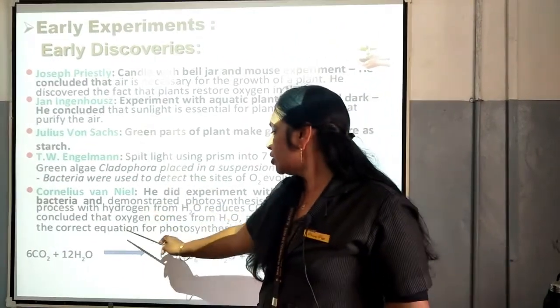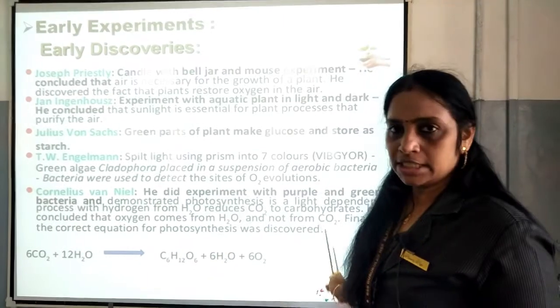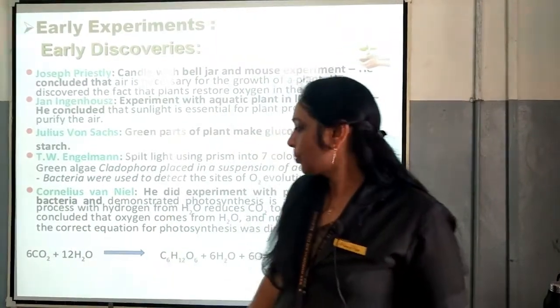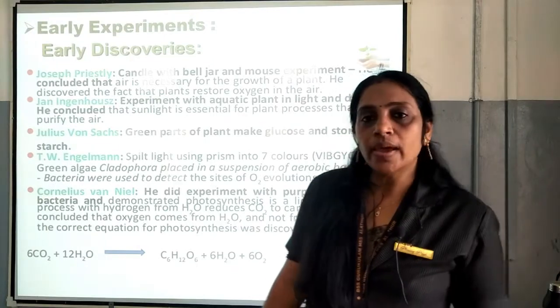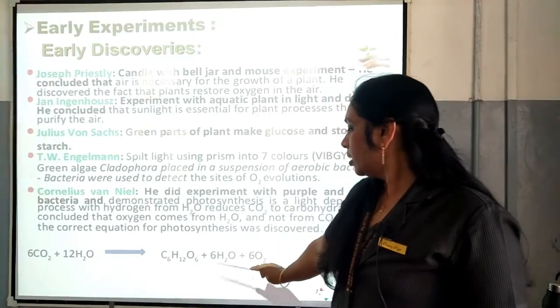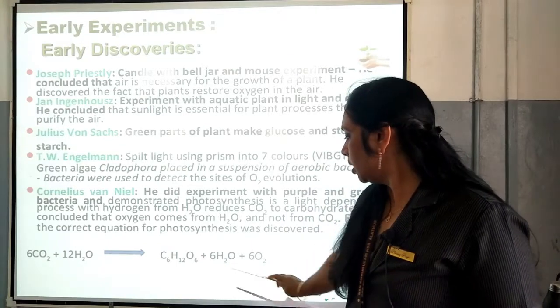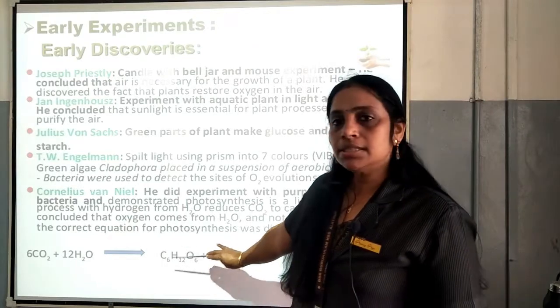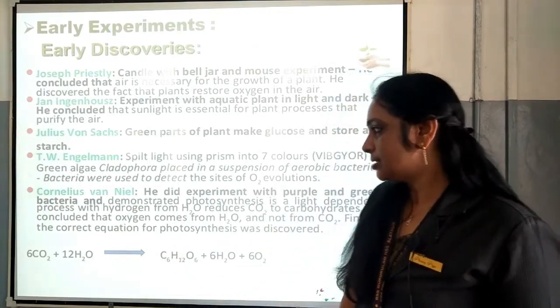Finally, the correct equation for photosynthesis was discovered, and it was stated that 6CO2 combines with 12H2O, and glucose is formed with the formation of water as well as oxygen. So this was the ultimate conclusion given by the scientists.